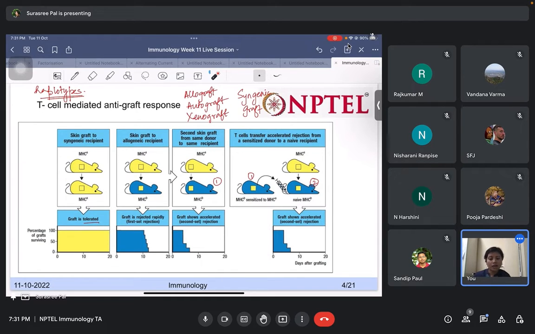because these T cells are now primed for the donor skin. They can recognize that yes, there has been a previous recognition from this different MHC type, right? So this is what happens as the T cells are involved in this anti-graft response.